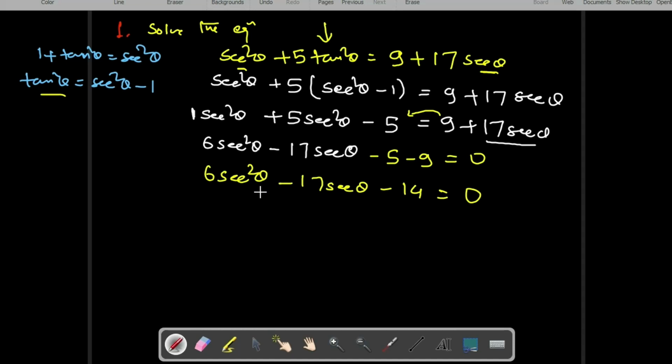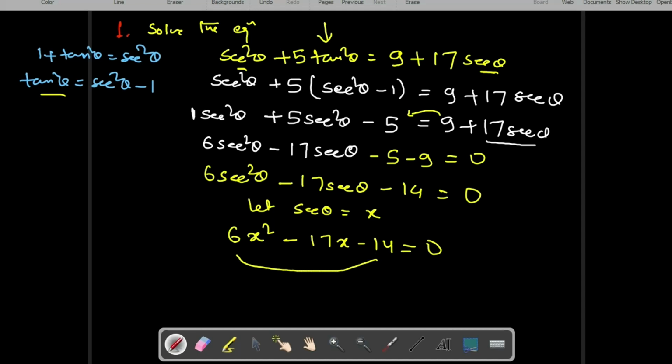Now let's suppose sec theta is equal to x. So how can we write this equation? 11x square minus 17x minus 14. Now this is a quadratic equation in one variable. So either we can go ahead and use middle term factorization. For middle term factorization also you can check my previous videos on my channel. You'll get the idea how we can solve those questions. So let's focus on this one.